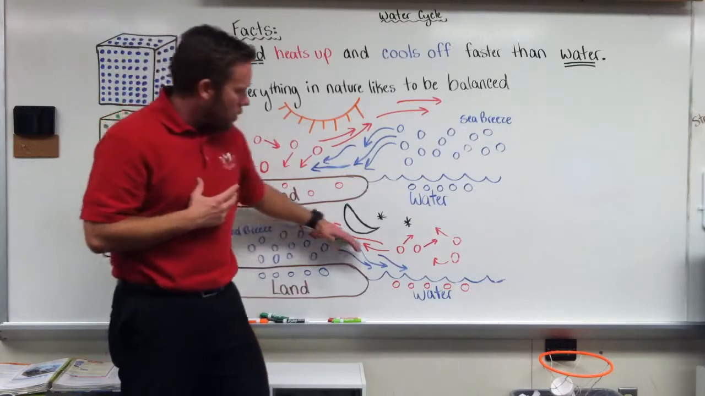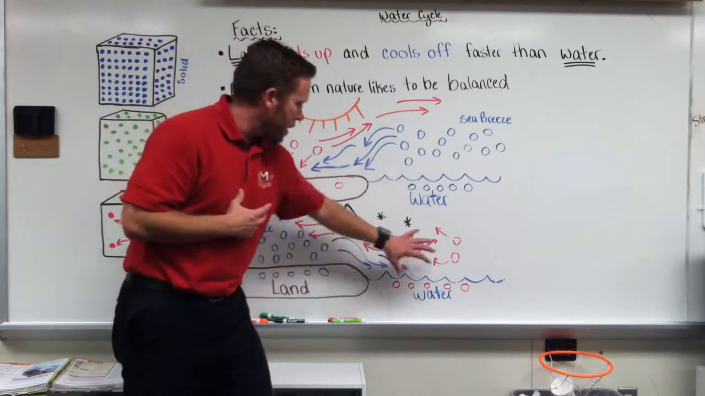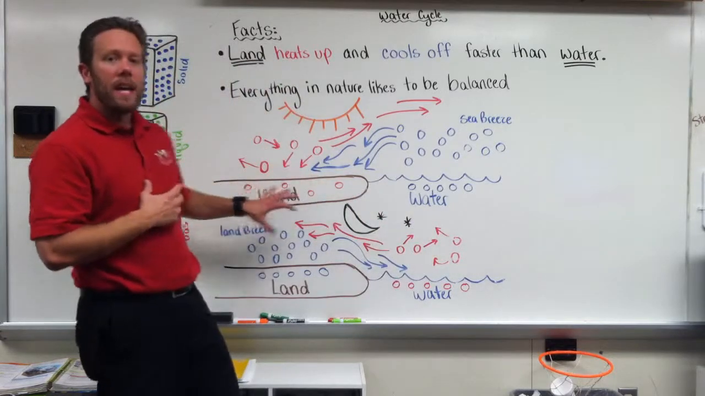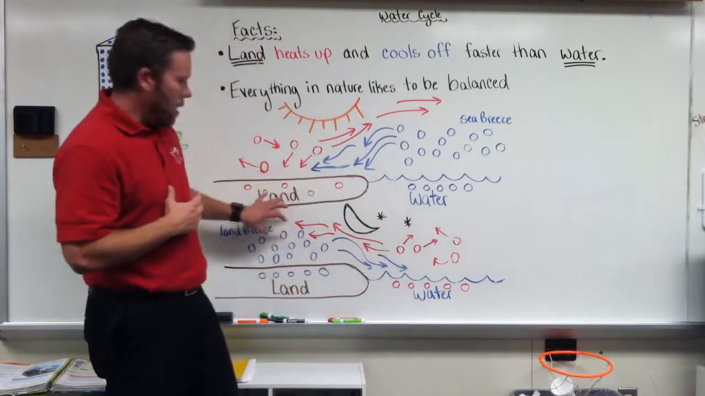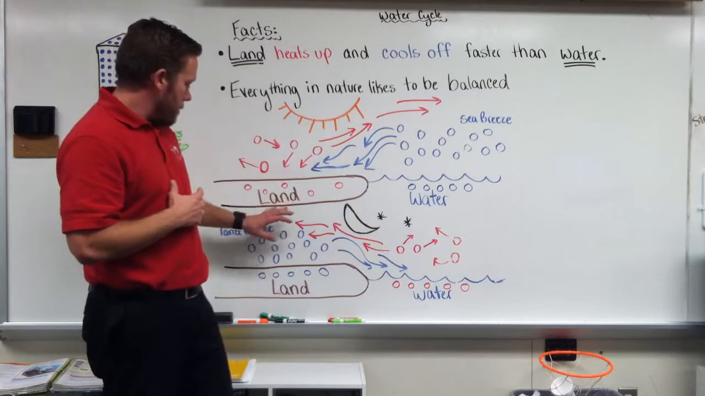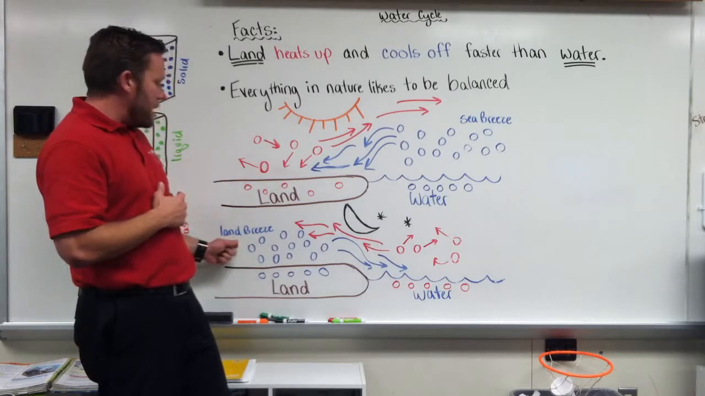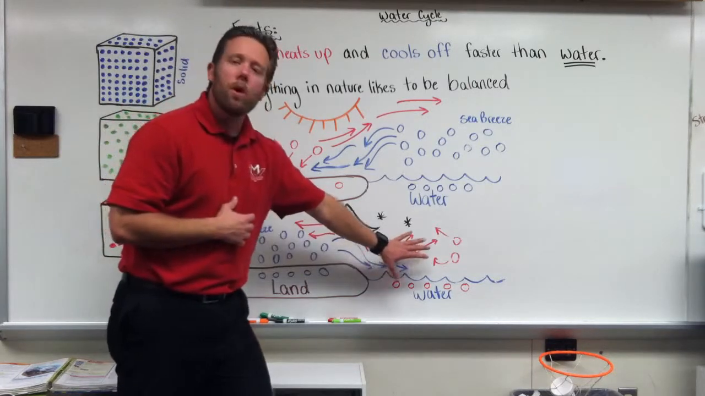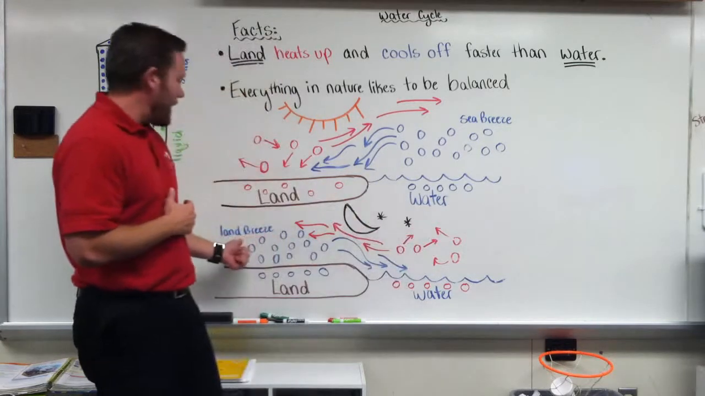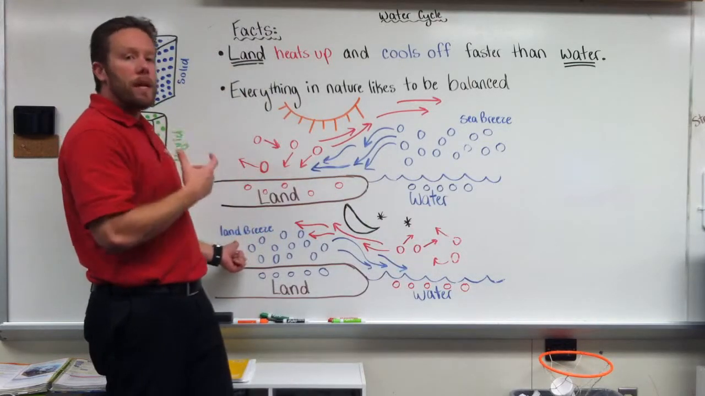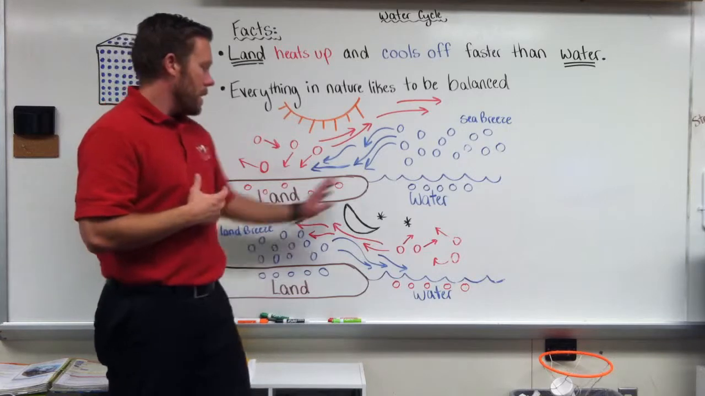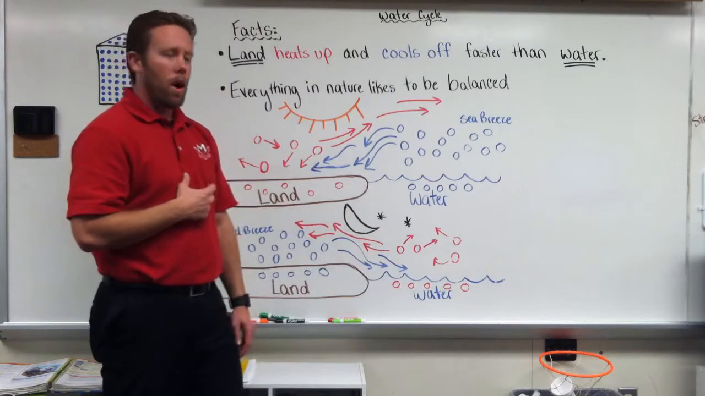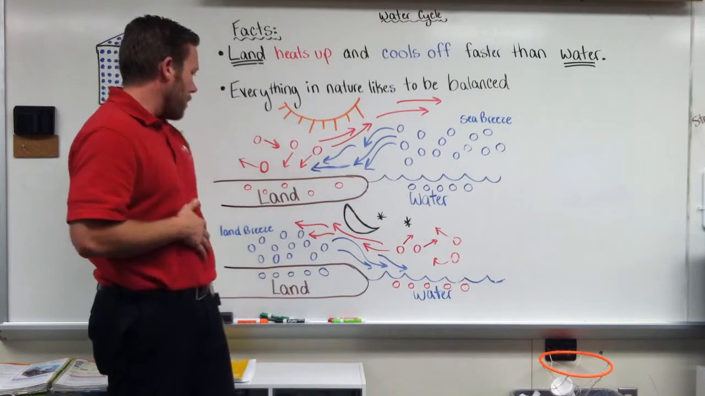So all these guys go rushing over here. They go down because they're heavier. And the warm air then gets pushed up and over the land. Okay? So all of these guys rushing over the water is called a land breeze. When you have the breeze coming from the land and going over the water, that would be a land breeze.